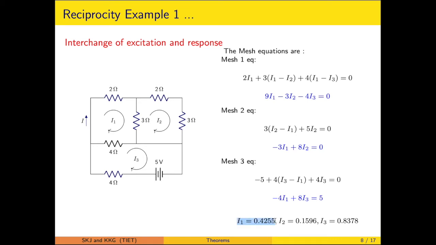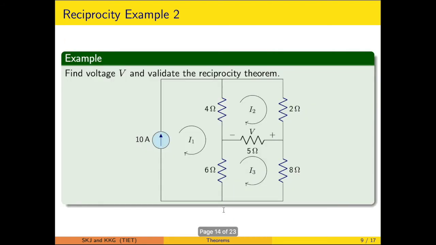So when you calculate the ratio of excitation to response, it comes out to be the same in both the cases, so it is a reciprocal network.